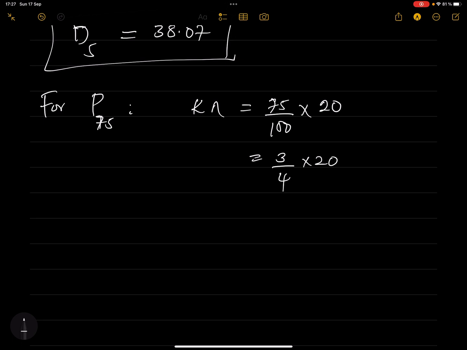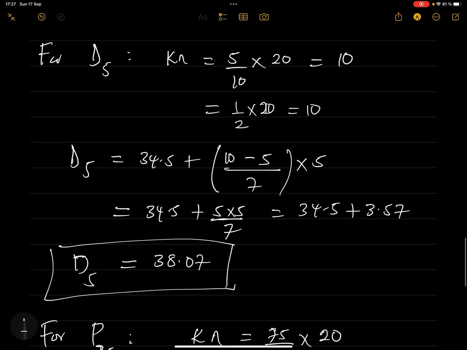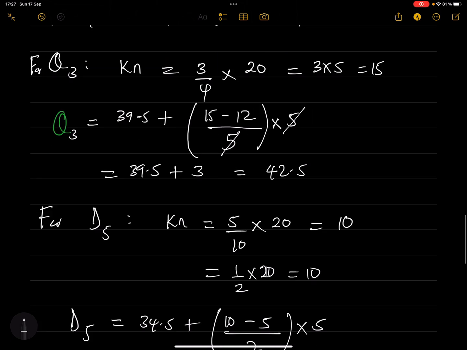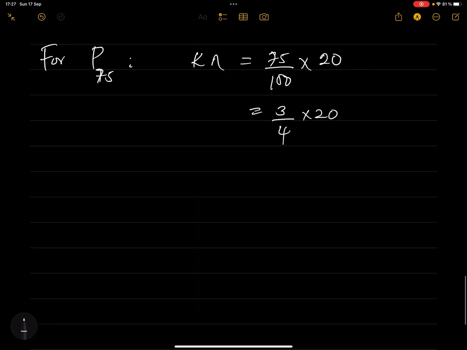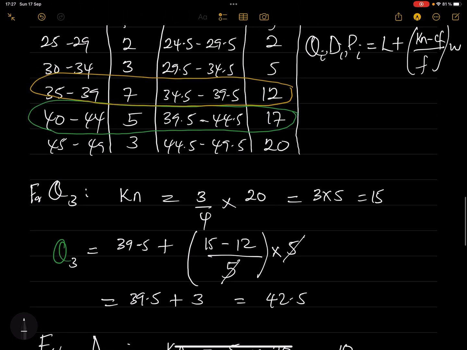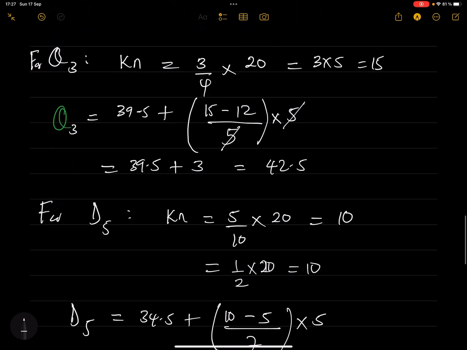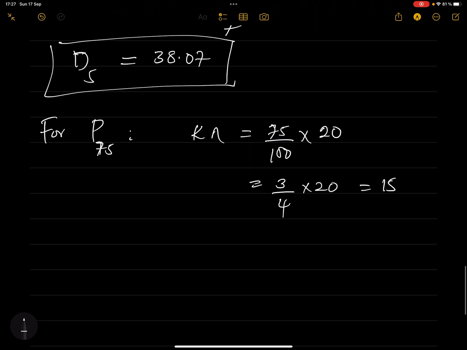P75 is equivalent to Q3. In fact, we don't need to make further calculation, because once you see this, Kn is 3 over 4 multiplied by 20. When you simplify this, you get 15. Then you continue with the process. You locate where the cumulative frequency of 15 falls. You find that it is here in 17, and so everything will be the same as Q3. Why? Because P75 equals Q3.